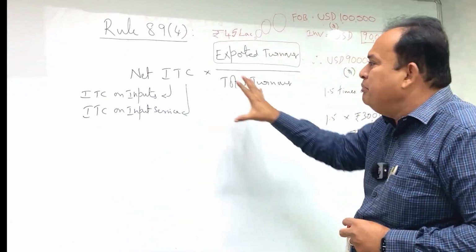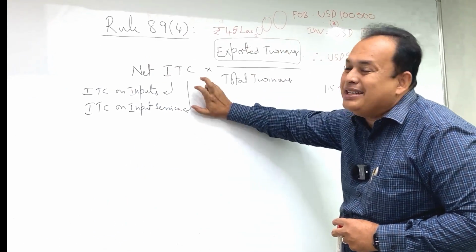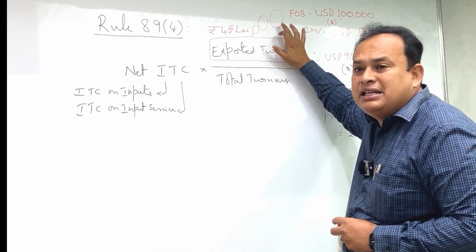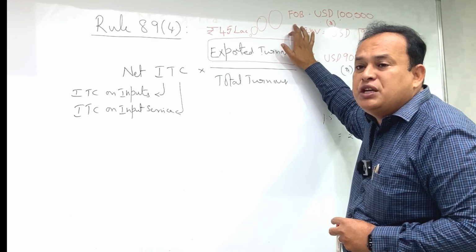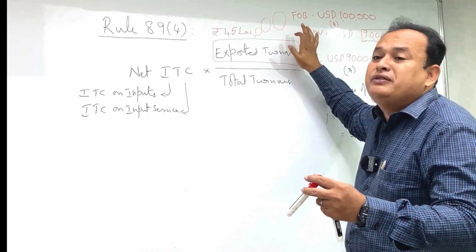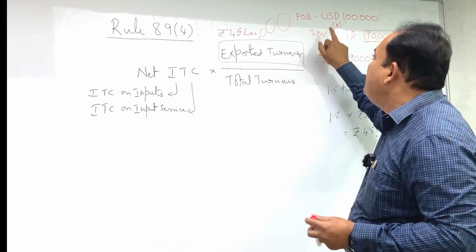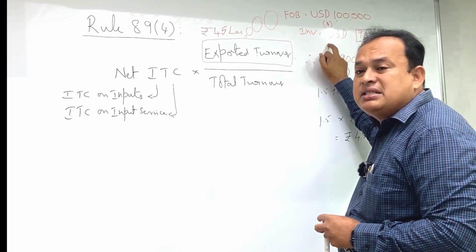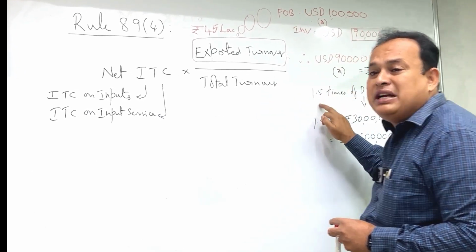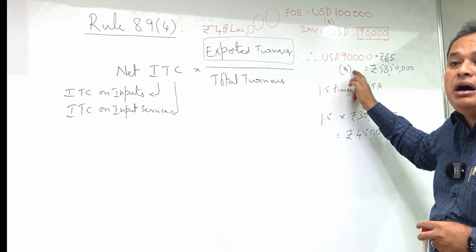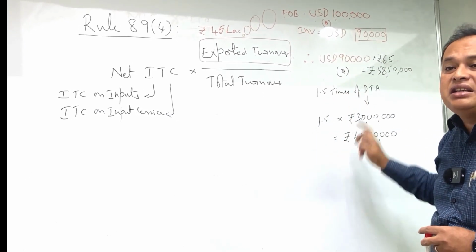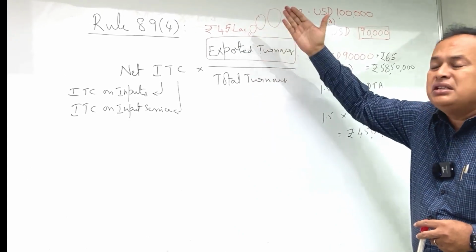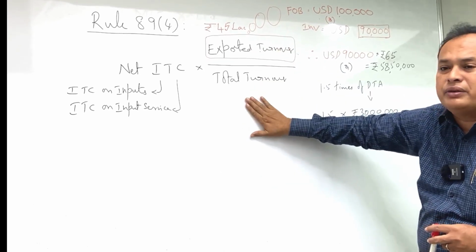This clarity is a formula. The main formula is net input tax credit multiplied by export turnover. Export turnover means it should be the FOB value shown in the shipping bill, or the bill of export if the goods are exported by land route, as the case may be. That value you compare with the invoice value, whichever is less, and that you compare with 1.5 times of your DTA clearances. Among these two, whichever is less should be the numerator.